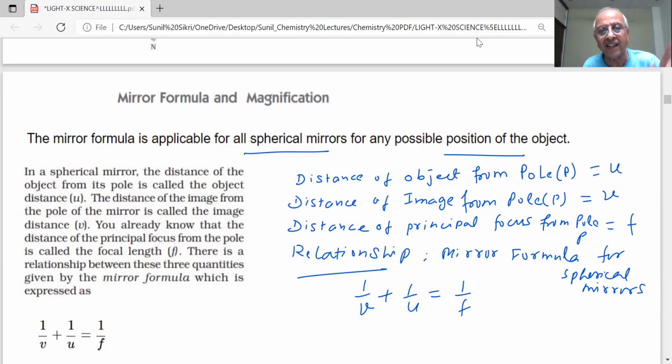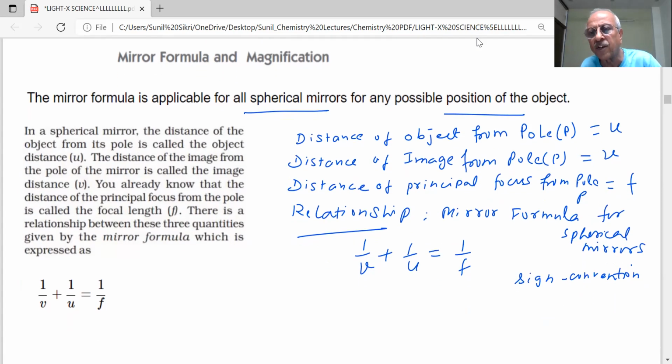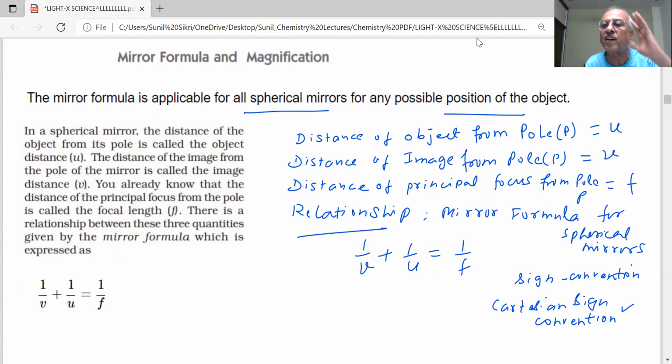Sign convention. We have already discussed what the sign of u, v, or f is, based on the Cartesian sign convention. The Cartesian sign convention has been given to you. That will be used. That we have to follow. We have to follow the Cartesian sign convention. That must be followed.